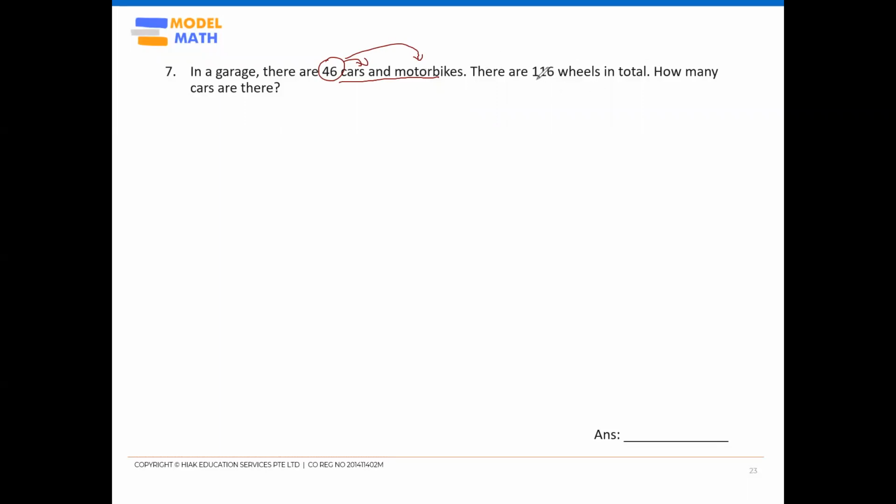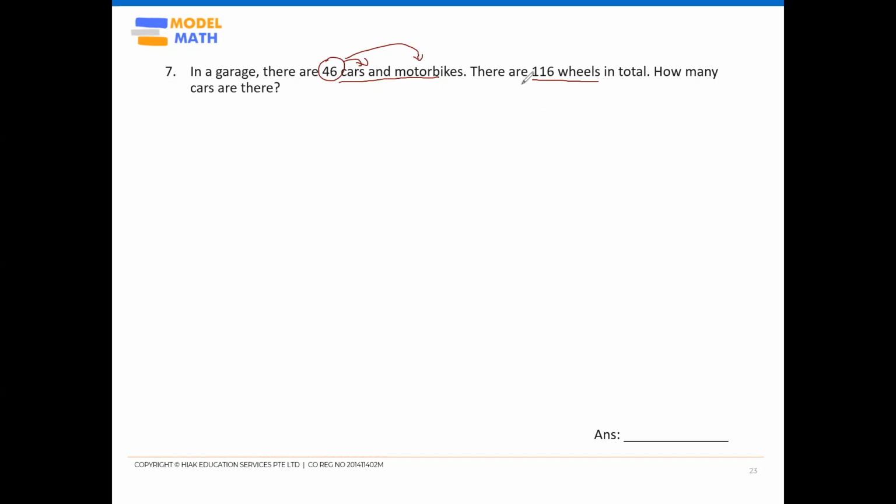Now, another information we are provided with is the total number of wheels. So 116 wheels. One thing to think about is that out of this total 46 vehicles, a question to ask yourself is, do we know how many of them are the cars? I believe the answer is no. Do we know out of the 46, how many are motorbikes? We do not know that as well. So things get a bit more challenging here. We have no idea of how many cars and motorbikes individually.